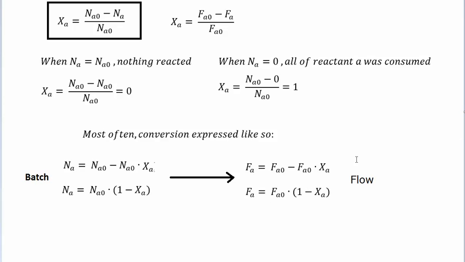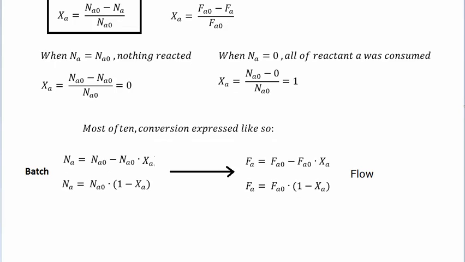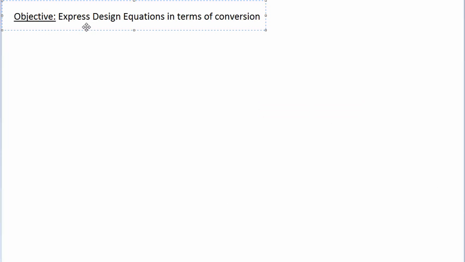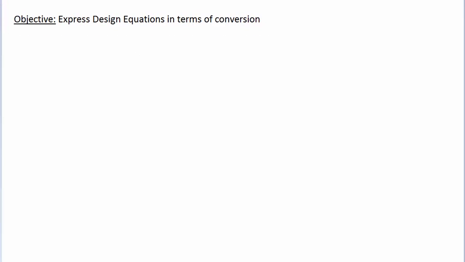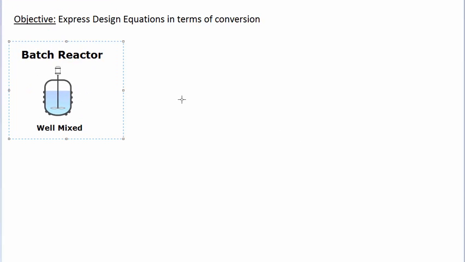Maybe that doesn't make so much sense now, but when we actually work with the design equations, you'll see what I'm talking about. So let's just jump right in and take a look at that. The objective right now is to take each of the design equations that we have for each of the three reactors that we've been dealing with and put them in terms of conversion. So let's start with the batch reactor.